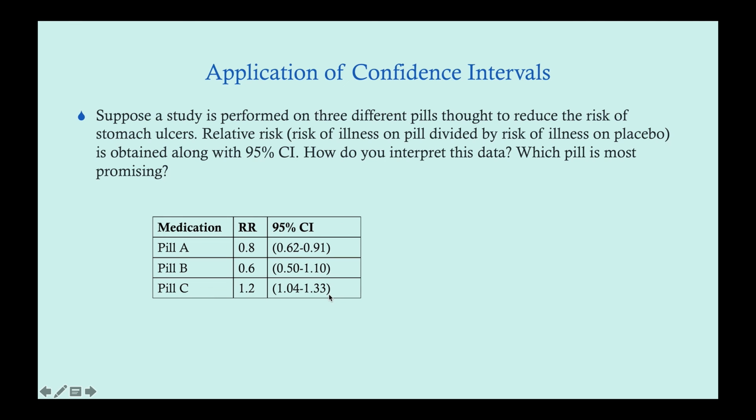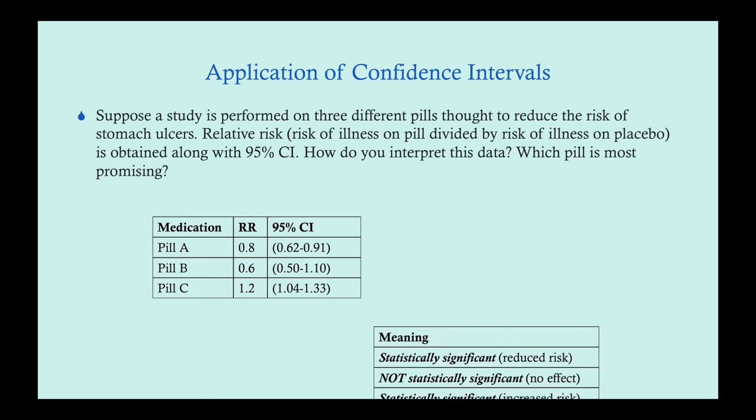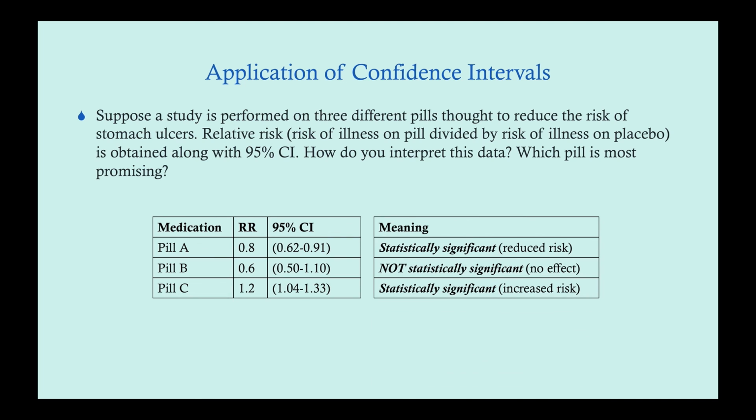So what does this mean? Which of these are statistically significant? Which of these pills is the most promising? Which of these pills, if you had to choose one to give to someone with a stomach ulcer and they were all FDA approved, which would you choose? So the meaning here is that pill A and pill C are both statistically significant.